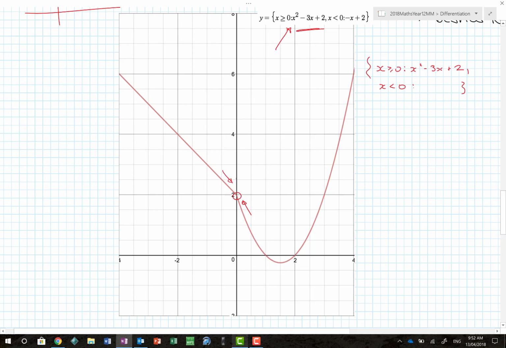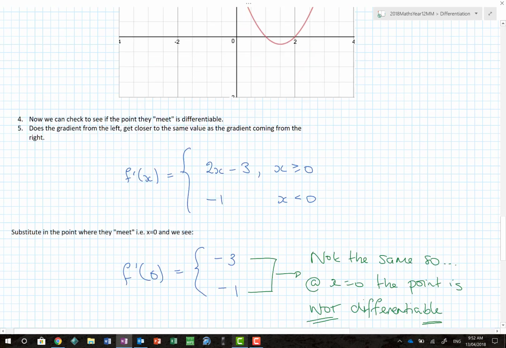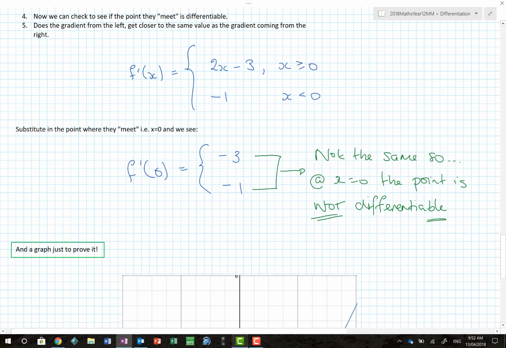As I get closer and closer to my point here where they join, from the left and from the right, we notice that the values of y get closer and closer to 2, and hence they meet at 2. Now we need to check to see whether the point where they meet is differentiable.